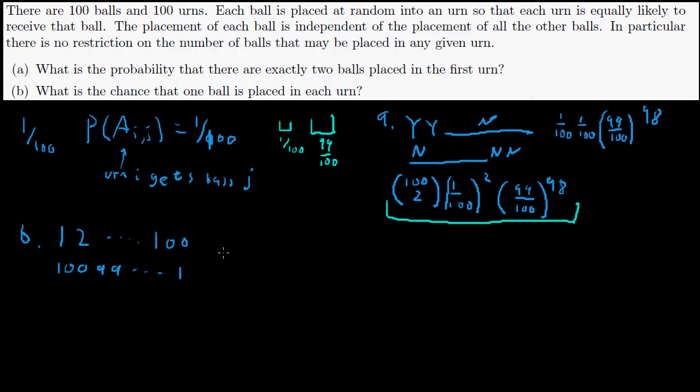Well, remember the events are independent. So it's just 1 over 100 to the 100. And that's true for any of these sequences. What if I said, what's the probability I hit urn 2, I hit urn 5, I hit urn 10, 15, and so on? As long as I hit all 100, each of those events has probability 1 over 100. So it's 1 over 100 to the 100.